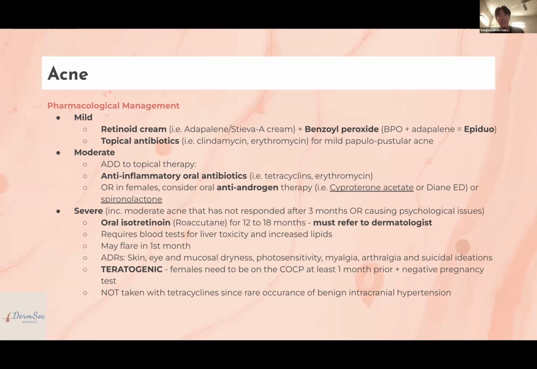And for severe acne, we want to use this agent called isotretinoin, or trade name Roaccutane, for 12 to 18 months. And these have to be prescribed by a dermatologist. And these need regular blood tests to check for side effects. Quite a bunch of them, but the one I want you to be most aware of is that it's a teratogenic agent. So females need to be on a thorough contraceptive plan, oral contraceptive at least a month prior, and a negative pregnancy test.